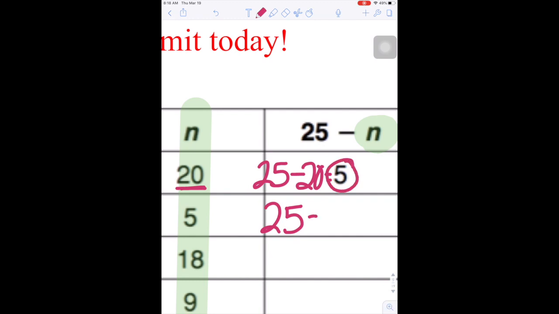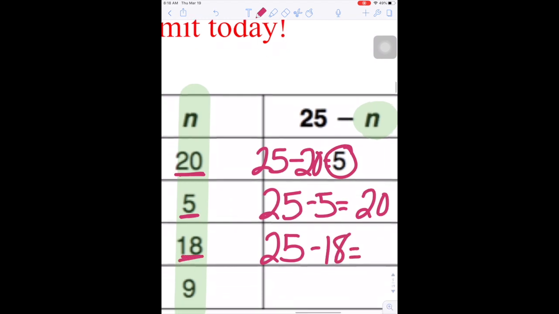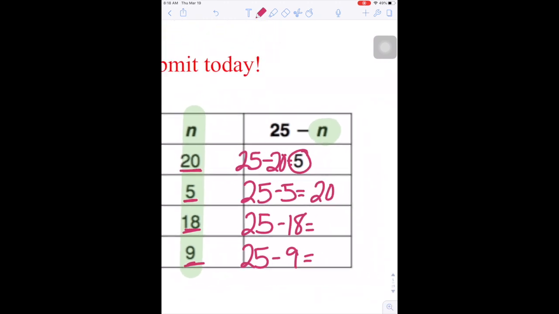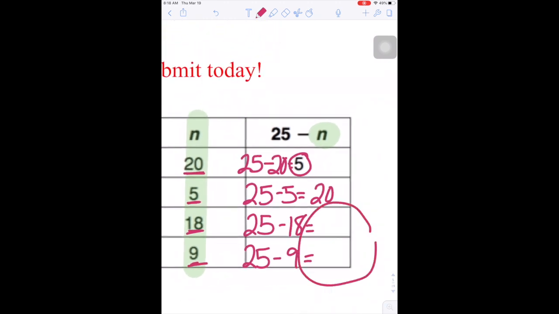25 minus 5, my answer would be 20. 25 minus 18. The last one is 25 minus 9. So go ahead and answer these ones on your own.